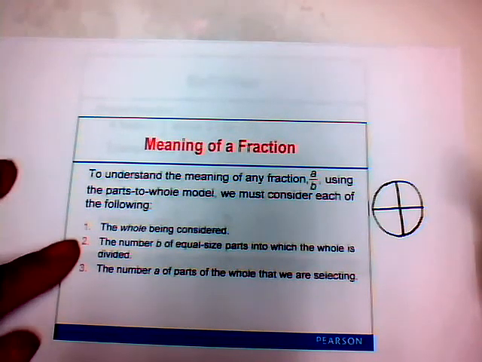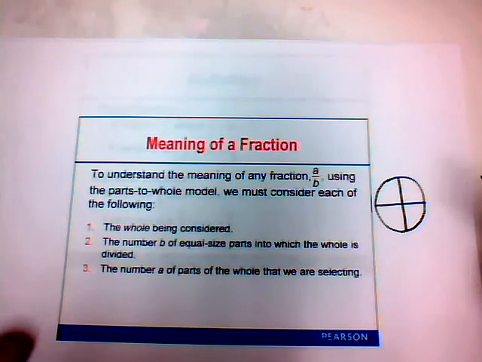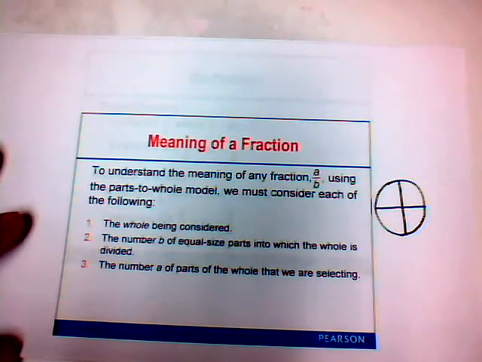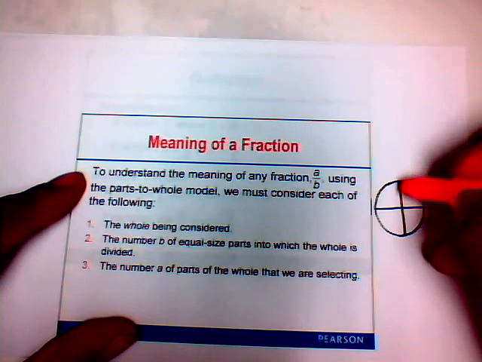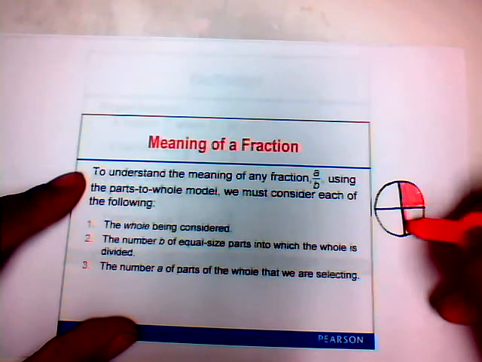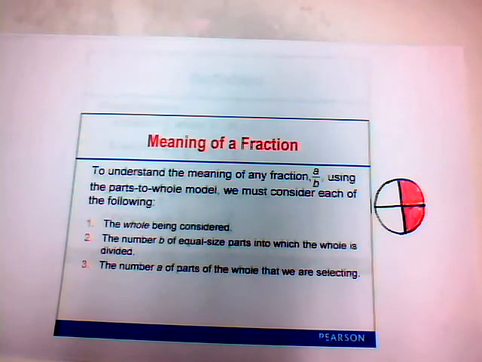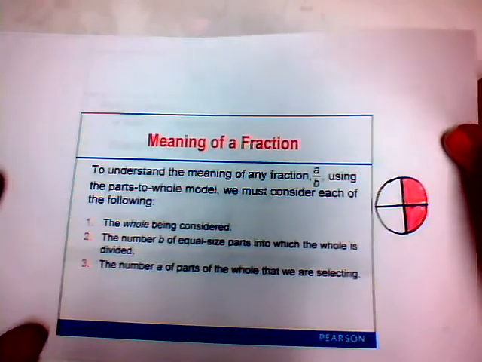That represents the denominator. The third thing we must consider is the number A, or the numerator, of parts of the whole that we are selecting. So in this case here, if I select let's say 2 out of these 4 parts, here I'm shading 2 out of 4. Okay. So that would represent 2/4 or 1/2. And we'll talk about equivalent fractions a little bit later.